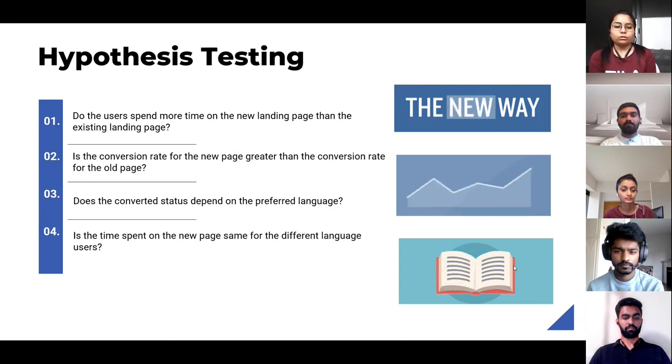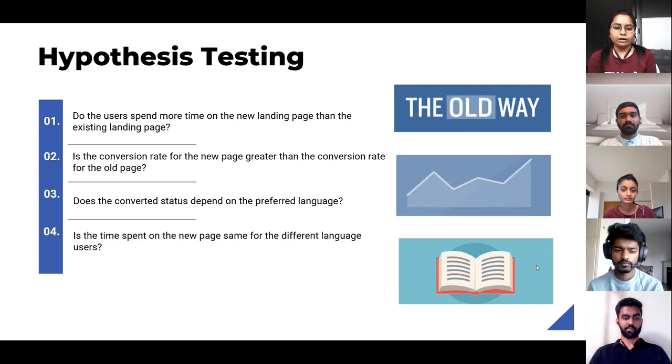For the second question, we again performed two hypothesis tests, where the conversion rate for the new page is equal to the conversion rate for the old page, and the other where the conversion rate for the new page is higher than the old page. So now here we have performed the z-test and calculated the p-value against the same significance level, that was 5%.